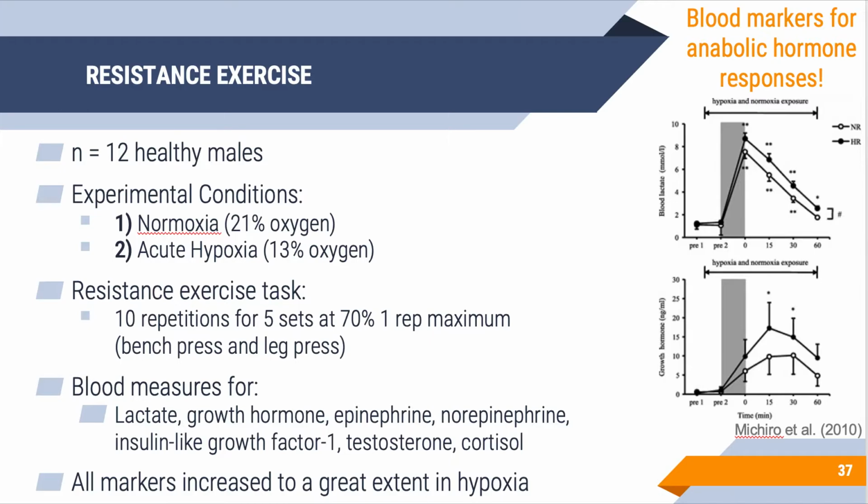And what they measured was blood measures of lactate, growth hormone, epinephrine, norepi, IGF-1, testosterone, and cortisol. Importantly, those are all markers for anabolic responses or anabolic hormone responses to resistance training. What they found was that in hypoxia, all of these anabolic markers increased to a greater extent. Perhaps then, resistance exercise in hypoxia is more beneficial for an anabolic stimulus.